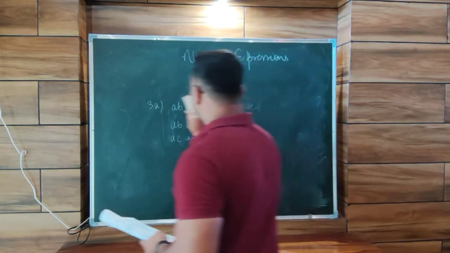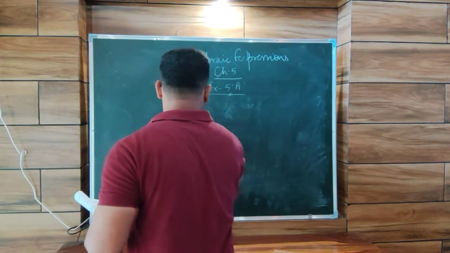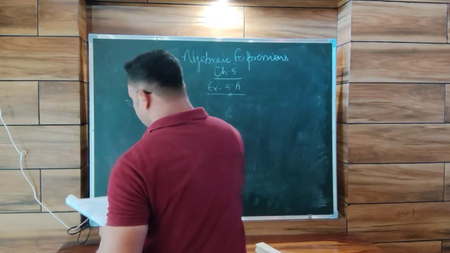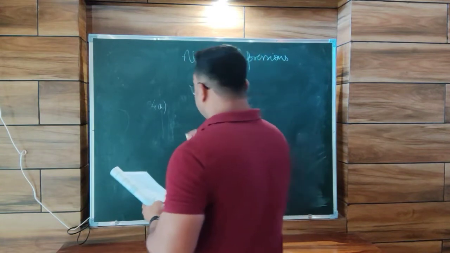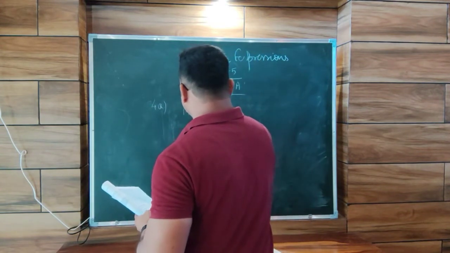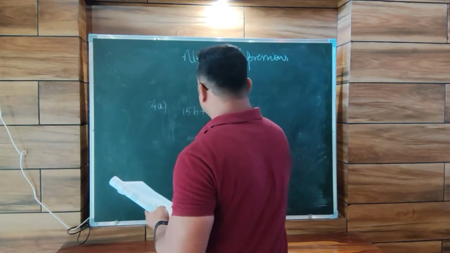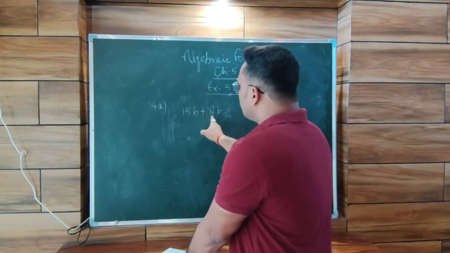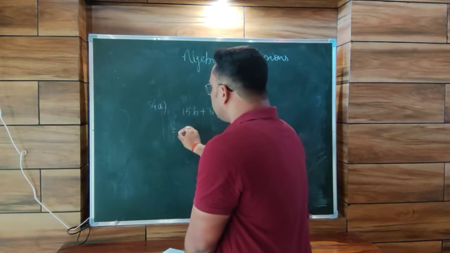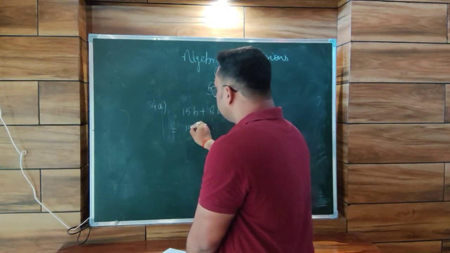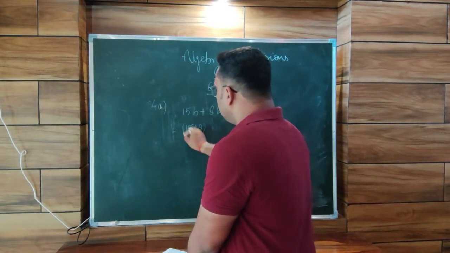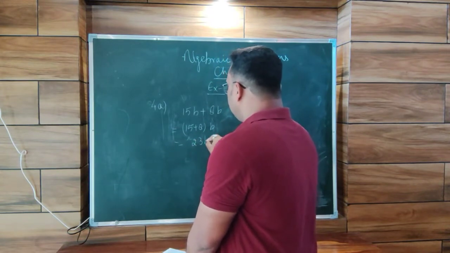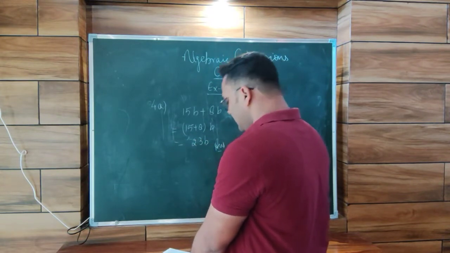Now come to the fourth question. From here we have to solve. Fourth A part. You have to simplify 15B plus 8B. Look at here. It is also B and it is also B. So numbers we have to add and write together. 15 plus 8, that is 23B. And it is your answer.